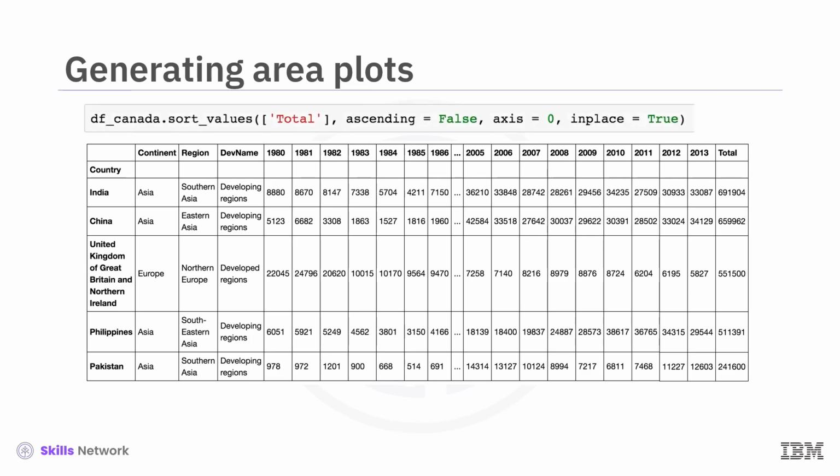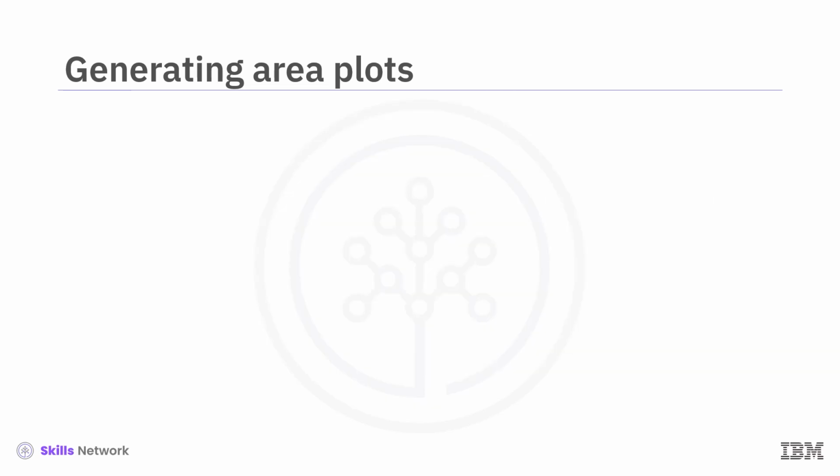We use the sort_values function to sort our data frame in descending order. And here is the result. It turns out that India, followed by China, then the United Kingdom, the Philippines, and Pakistan are the top 5 countries with the highest immigration to Canada. So, can we now go ahead and generate the area plots using the first 5 rows of this data frame?